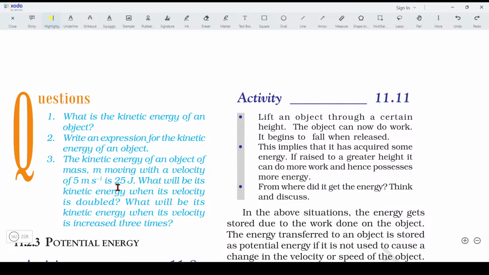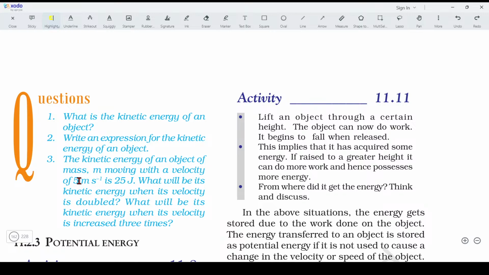One second, I'll calculate and tell you. Half mv square equals 25, v is given as 5. What is m? Just a second, I'll write it down. m equals 2. Why is m 2? Tell me.